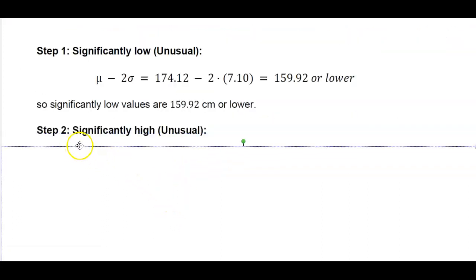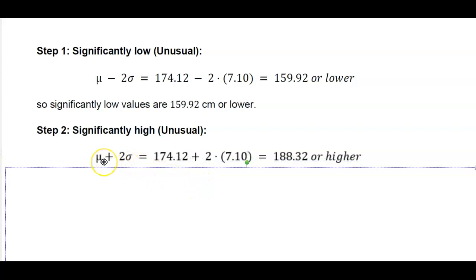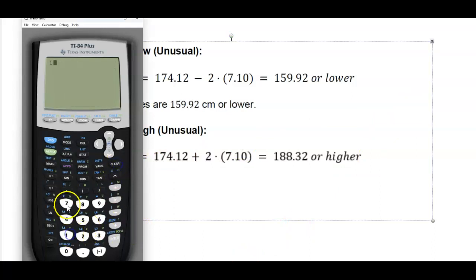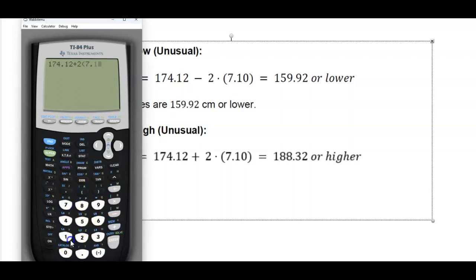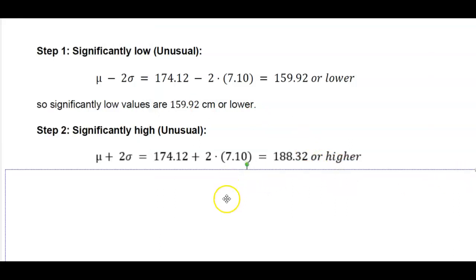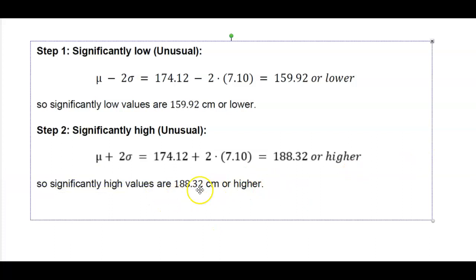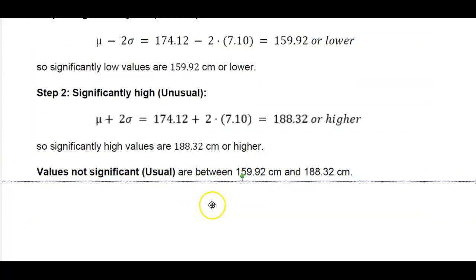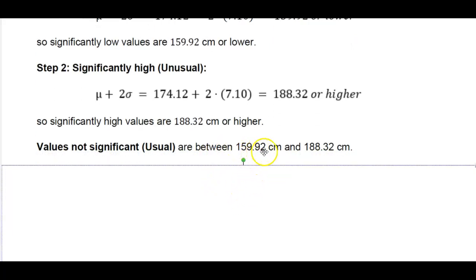So now we want to find the significantly high values, which are also considered unusual. In this case, we take the mean and add 2 times the standard deviation. Let's verify that on our calculator: 174.12 plus 2 times the standard deviation, 7.10, gives us 188.32. So what does that tell us? That tells us that the significantly high values are 188.32 centimeters or higher. Values that are not significant, meaning usual, are between 159.92 centimeters and 188.32 centimeters.